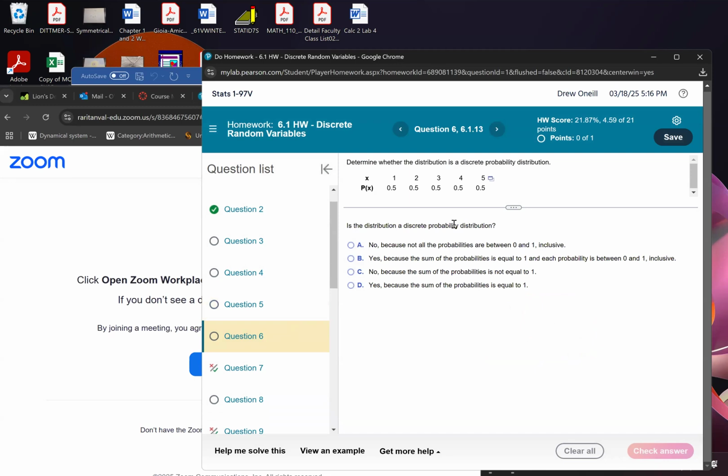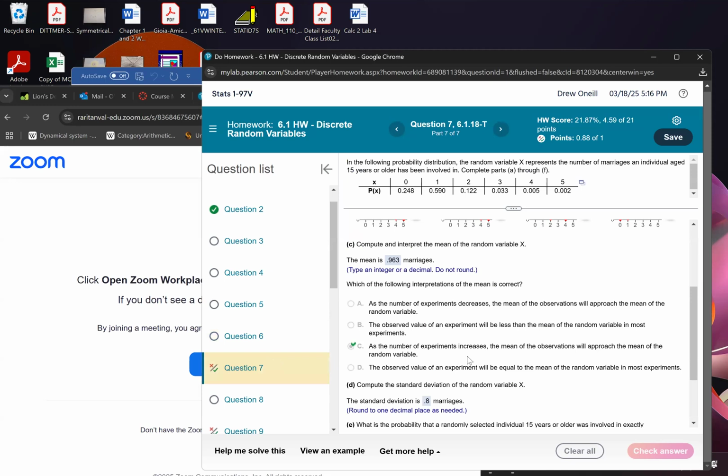Could this be a discrete probability? Why or why not? I'll let you guys think about that. But the hint would be, what do all the probabilities have to add to? They have to add to 1. Okay.